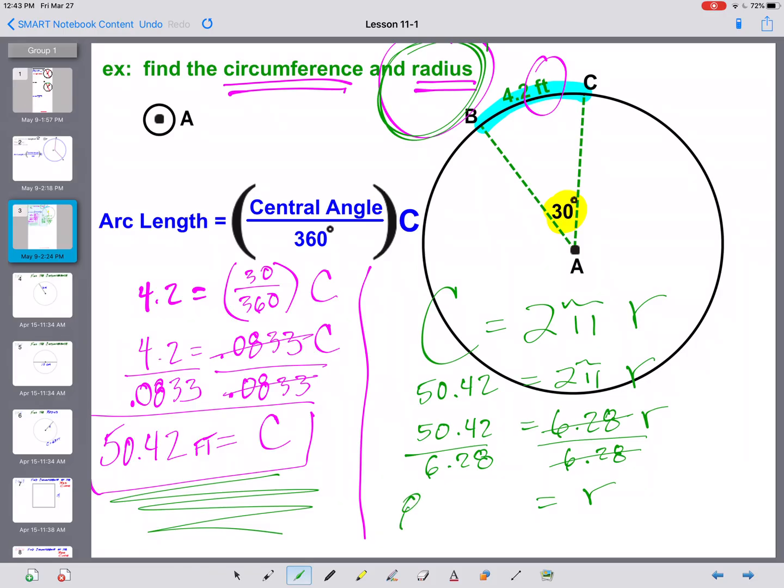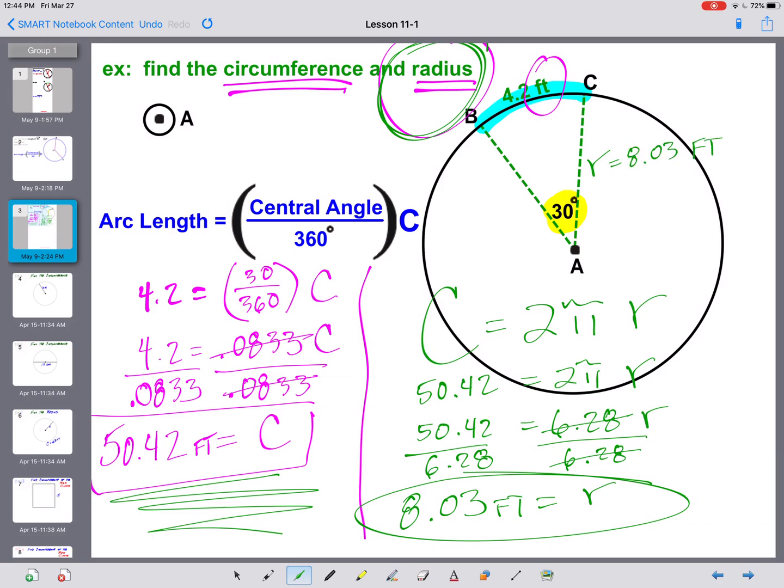Okay, 8.03 units. Yeah, it's just feet. That's what we figured out right there. We figured out that radius, 8.03 feet. Okay, and that's the end. Finishes up the conclusion of lesson 11.1.